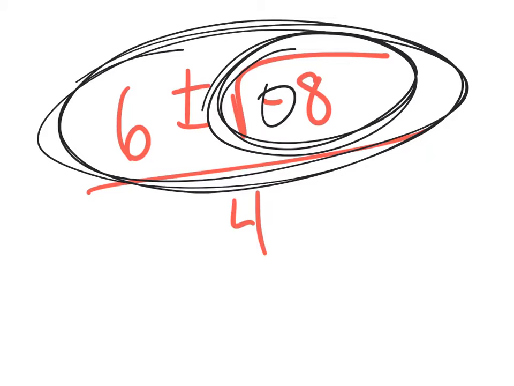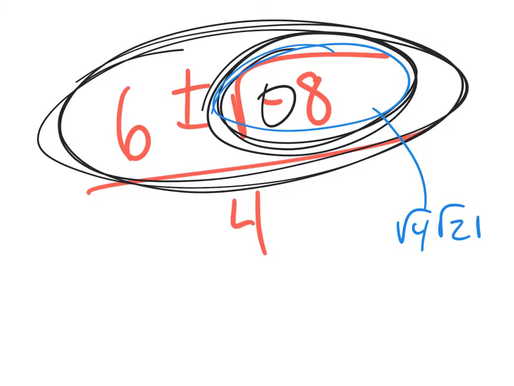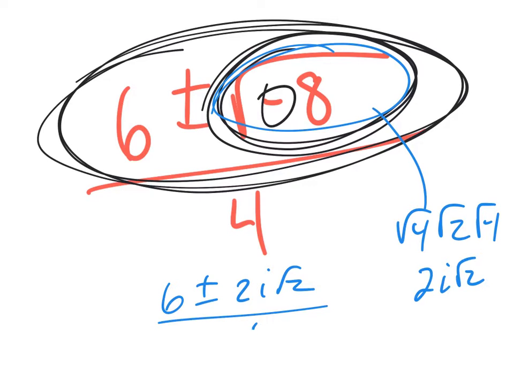Okay, let's see if you did this right. Square root of 8. Root 4, root 2, root negative 1. 2i root 2. Raise your hand if you had 2i root 2 on your paper or virtual paper. Awesome. Then let's go simplify it further. 6 plus and minus 2i root 2 all over 4.